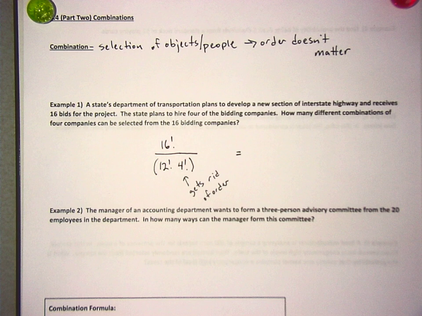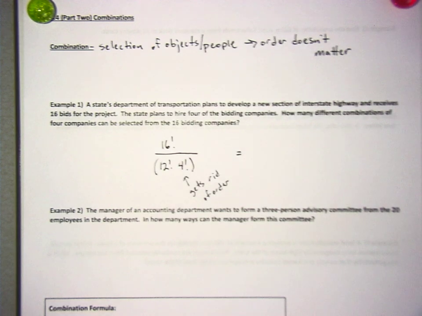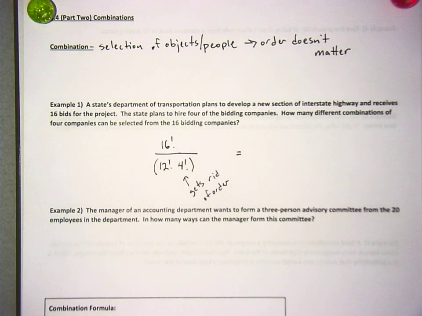I find it easier to do 16 factorial divided by 12 factorial, and then divide by 4 factorial again. That's all you do. And then you have this first one, but you still have to divide by 4. So you just have to divide by again.